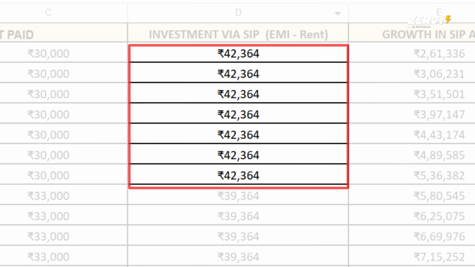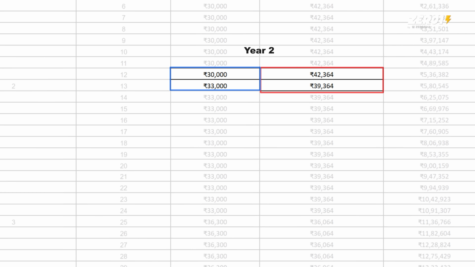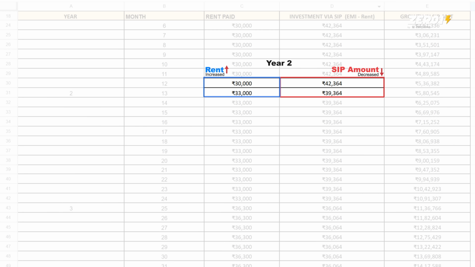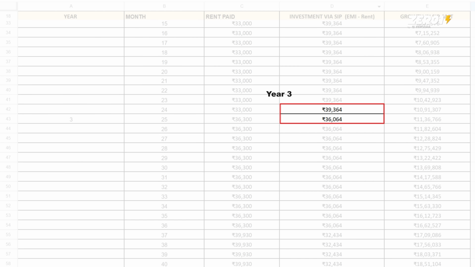In year 2, that 42,000 has become 39,000. You know why? Because the rent has increased. So the SIP has reduced because the outflow has to be the same. This has to be a fair comparison. Then let's go to year 3. The SIP has reduced even more.